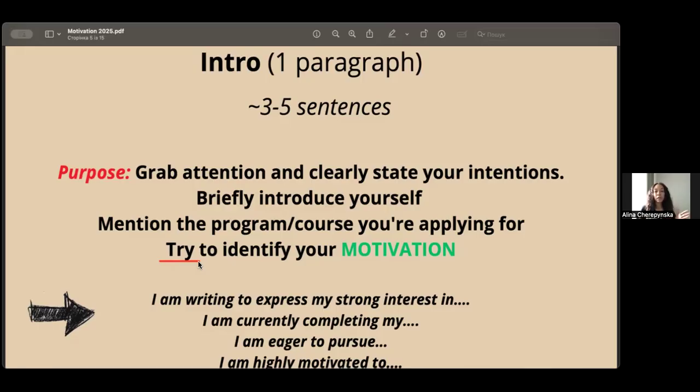What kind of phrases may you use in the introductory part? You may use, I'm writing to express my strong interest in, and then it may be a subject, program, or course. I'm currently completing my, for example, bachelor degree. I'm eager to pursue some kind of goals, ideas, aims, targets. I'm highly motivated to develop, to evolve, and so on and so forth. Let's go down.